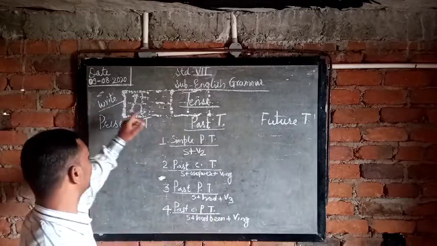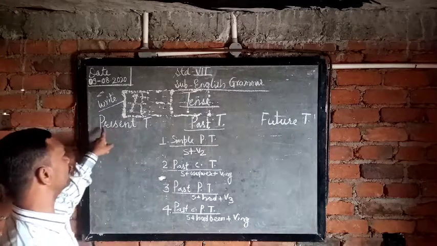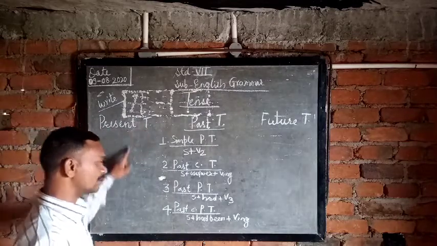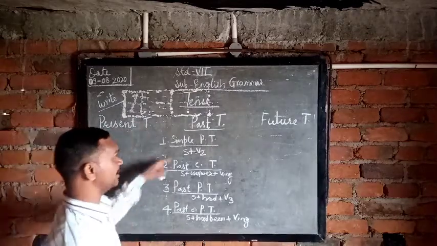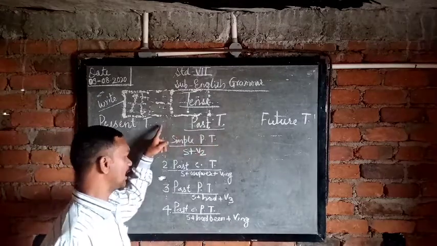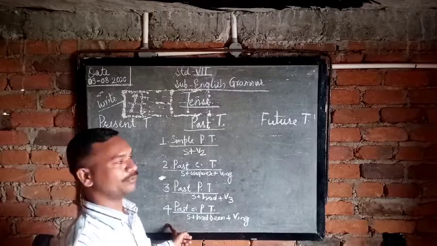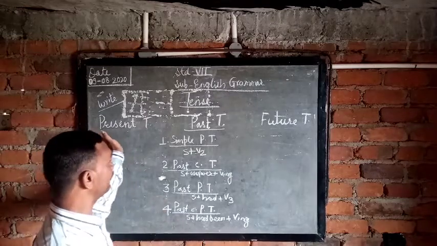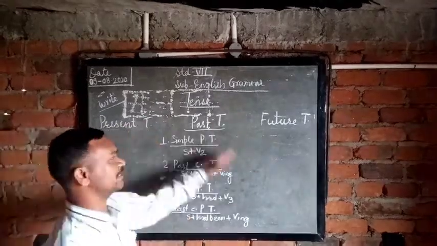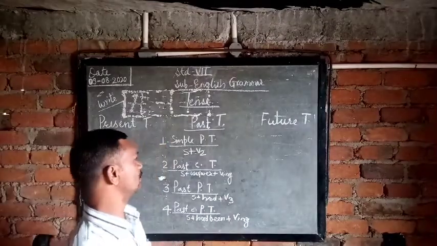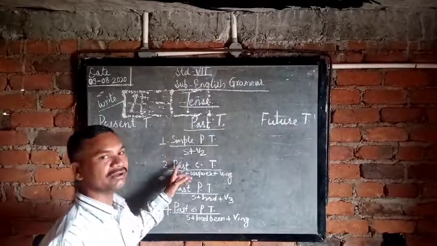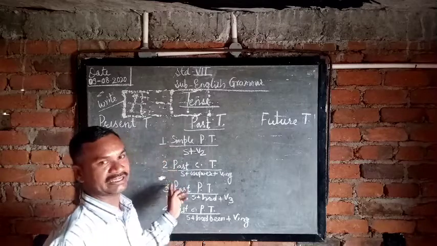Actually, in the last period we discussed the present tense and its four subtypes, and in this period we discussed the past tense and its four subtypes. I hope you understand properly, because when I complete these tenses, I will give you homework. Till then, make two sentences of each.